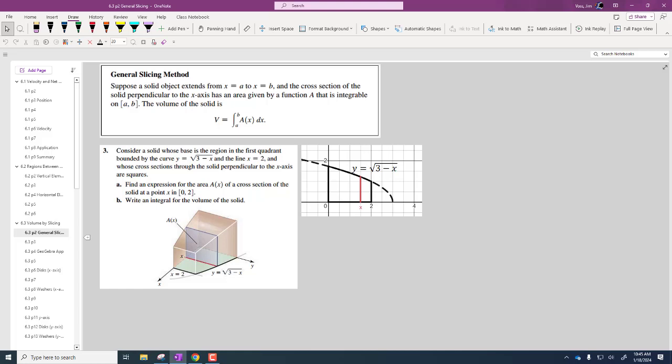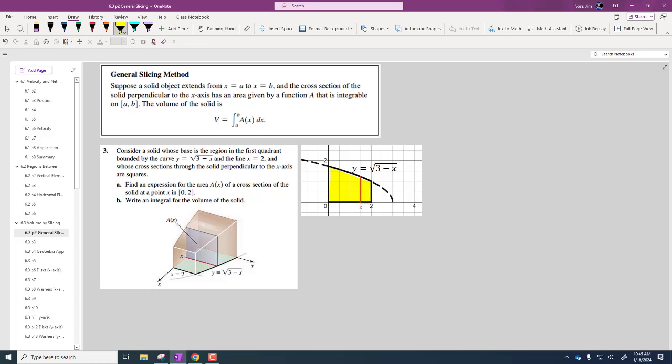Okay, so here is the xy plane. In the xy plane, we have this curve y equals root 3 minus x, so it's just a shifted square root and reflected. And we have the line x equals 2 right there. So we're looking just at this. This is the xy plane portion that we're looking at. This is the base of our solid object.